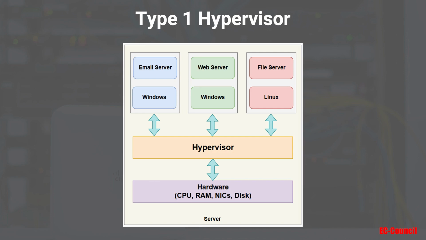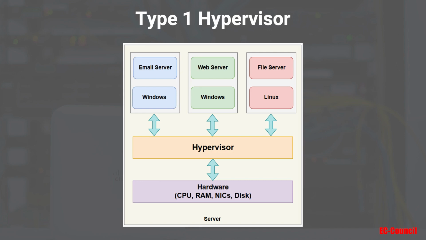Additionally, on each virtual machine, you install an operating system, and you can install additional services and components on that operating system. As you can see here, we have a virtual machine with Windows, and it is providing an email server. We have another virtual machine running Windows, and this virtual machine is hosting a web server for us. We have a third virtual machine, which is running the Linux operating system. And on this Linux virtual machine, it is providing a file server.